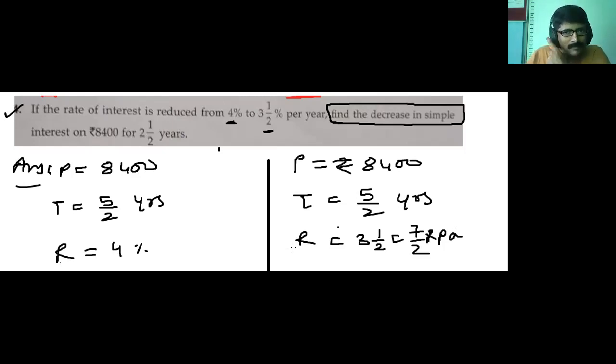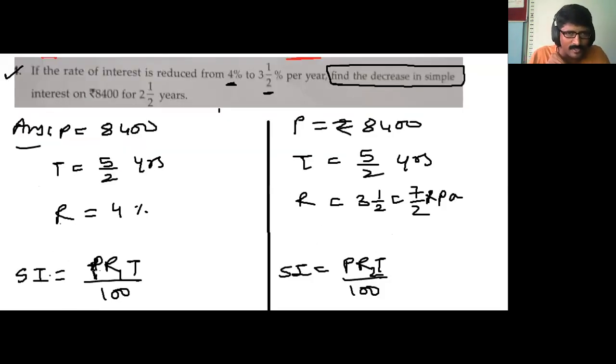So how to calculate simple interest? Let's use the simple interest formula. Simple interest is equal to PRT upon 100. If you see, I have written R1 here, and over here I have written R2. So P R2 into T upon 100. Now, if you're finished writing till here, let's move ahead and do the calculation.